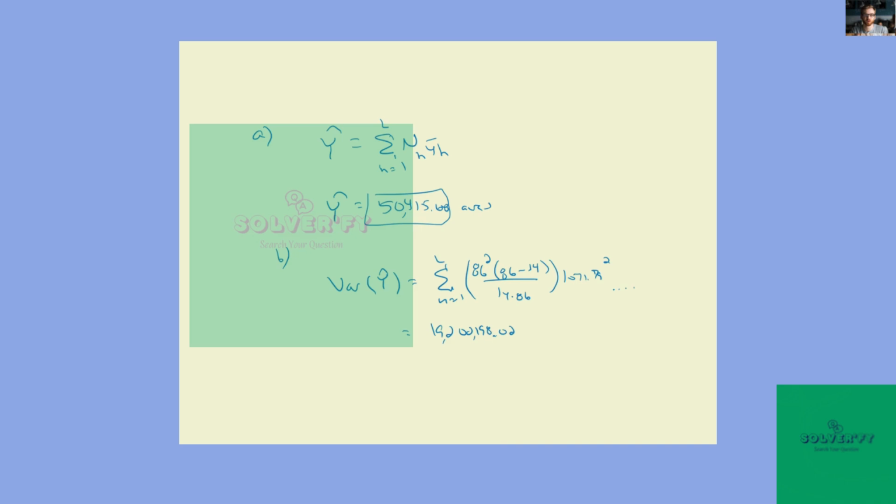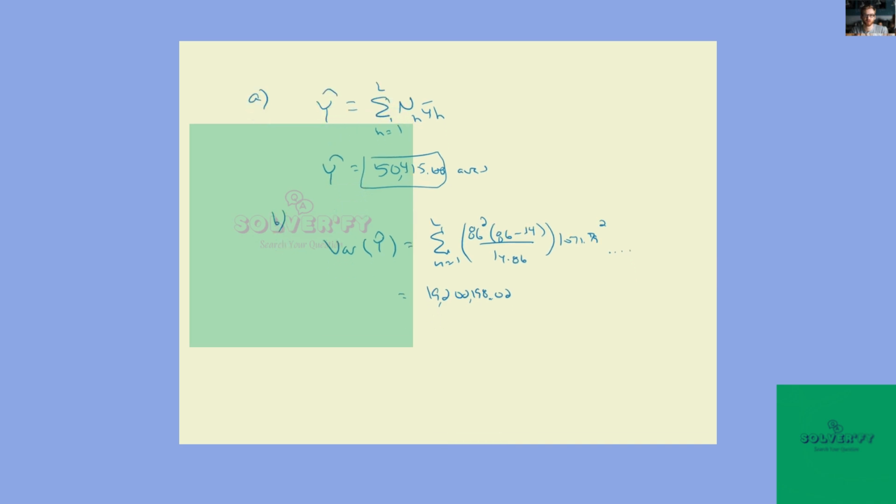And we get a variance of 19,202,198.02. The standard error is the square root of the variance. And the square root is about 4,380.92.